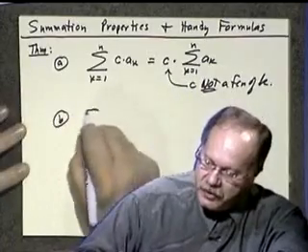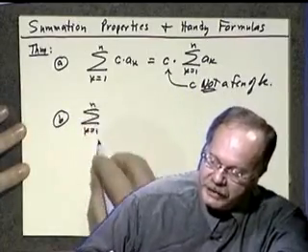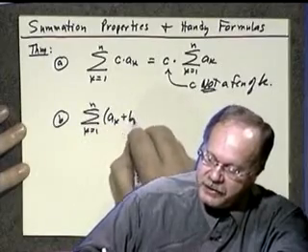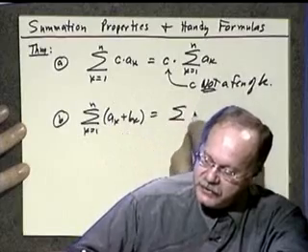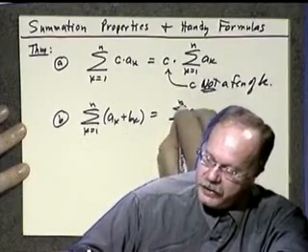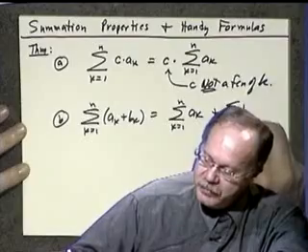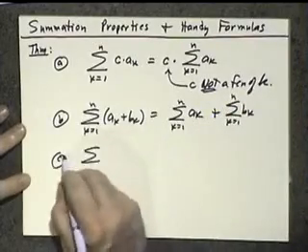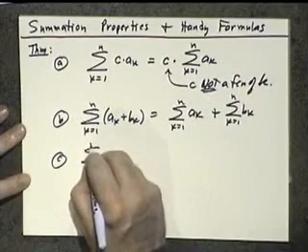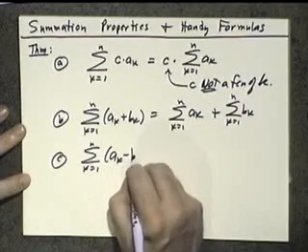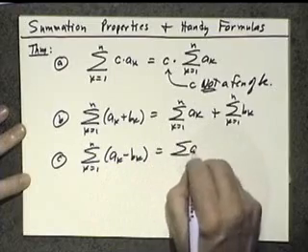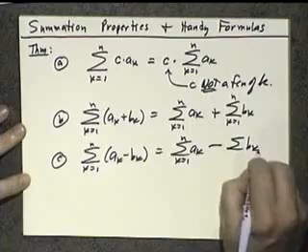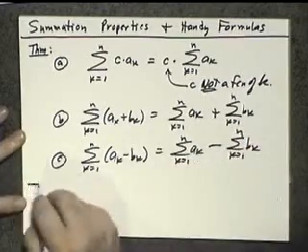Then these other two are ones you can also probably guess. If I take the sum from k equal 1 to n of ak's plus bk's, then that indeed is the sum of the ak's, k equal 1 to n, plus the sum of the bk's, k equal 1 to n. And likewise, it works for differences also. If you have the sum from k equal 1 to n of ak minus bk, then you have the sum of the ak's, k equal 1 to n, minus the sum of the bk's, k equal 1 to n.